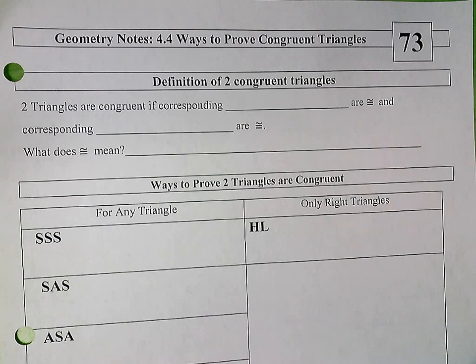So today we're going to start looking at ways to prove triangles congruent, and tomorrow we're going to go over our two-column proofs for proving triangles congruent to each other. So before we do that, we need to go over some of our newer properties in order to prove these.